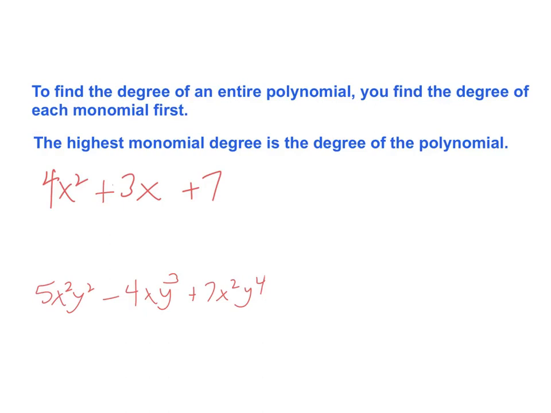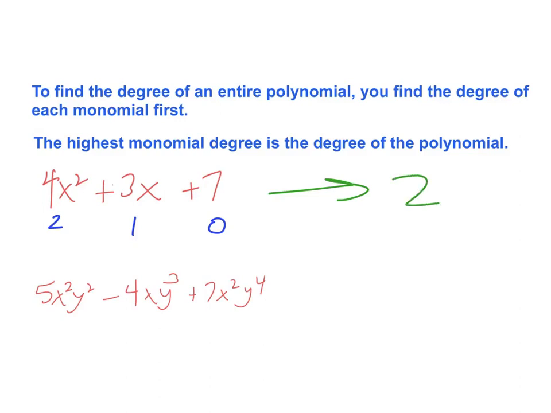For this first one, find the degree of each one. So what's the degree of this term right here? 2. How about the second one? 1. All right, the last one is kind of tricky, right? There's no variable. So what's the degree of it? 0, that's correct. The degree of the whole thing is just the highest one. So what's the degree of the whole thing? 2.